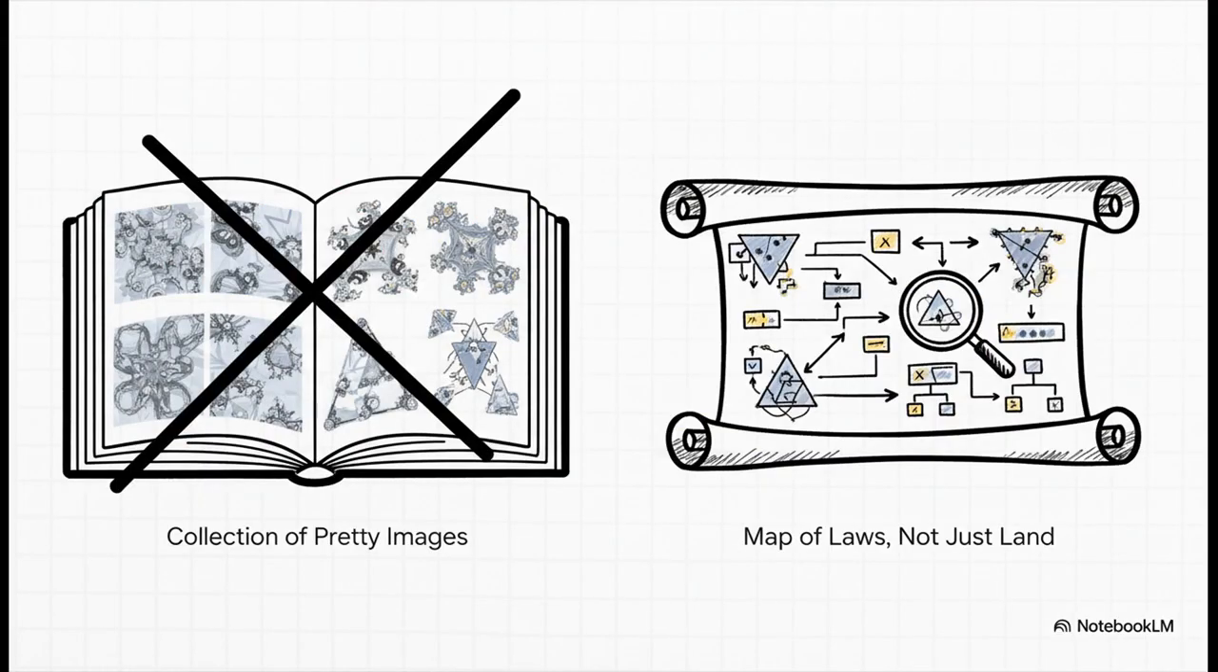And let's be super clear here, this atlas isn't a coffee table book of pretty fractal pictures. It is so much more powerful than that. It's a theoretical guidebook. It's a set of rules and a predictive map that explains the fundamental mathematical physics behind these incredibly complex systems. Think of it as a map of the laws, not just a map of the land.